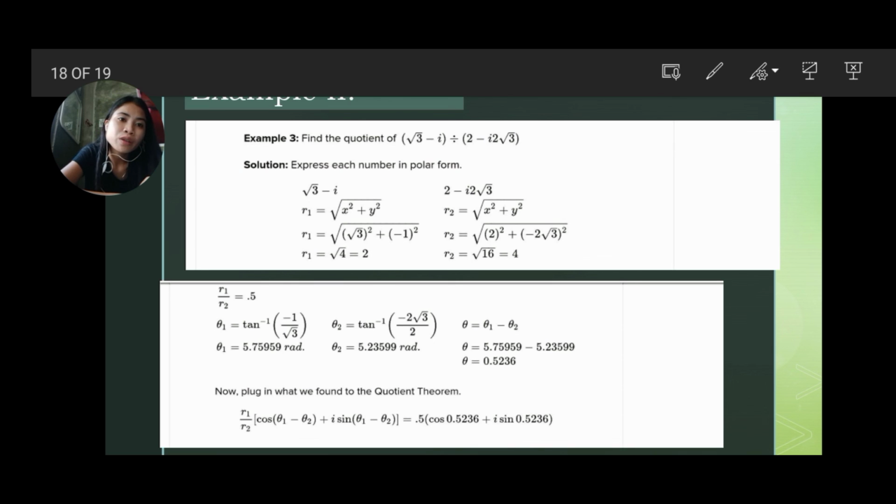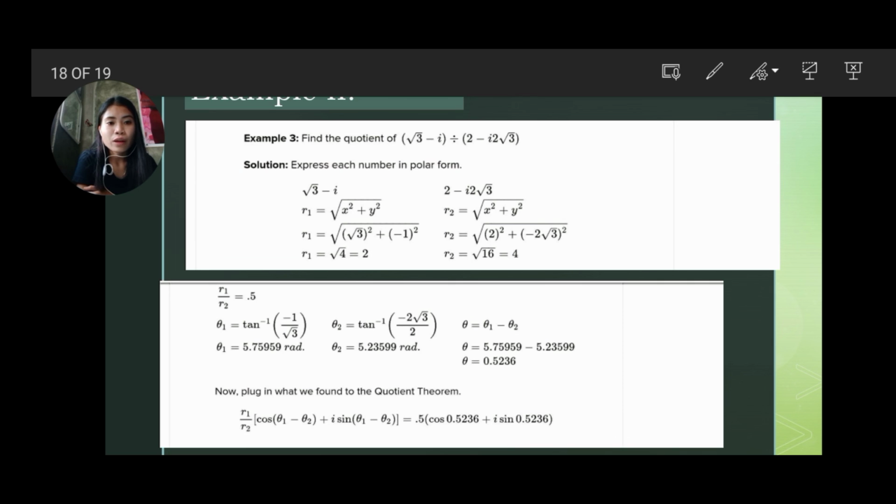To find the value of theta in those quantities, we have theta sub 1 minus theta sub 2. Therefore, we have 5.75959 minus 5.23599. We have the given theta of 0.5236. So now plug in what we found to the quotient theorem. The quotient theorem is r sub 1 over r sub 2 times the quantity cos of the quantity theta sub 1 minus theta sub 2 plus i sine of the quantity theta sub 1 minus theta sub 2.